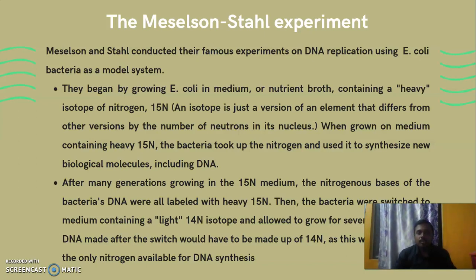And the two types of nitrogen isotopes that they opted for in this particular experiment are N15 and N14. We'll see more about what happened in this Meselson and Stahl experiment in the next video.